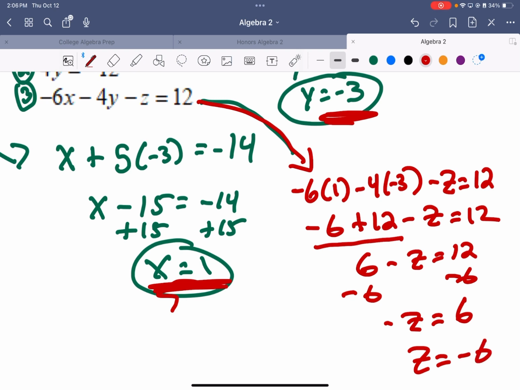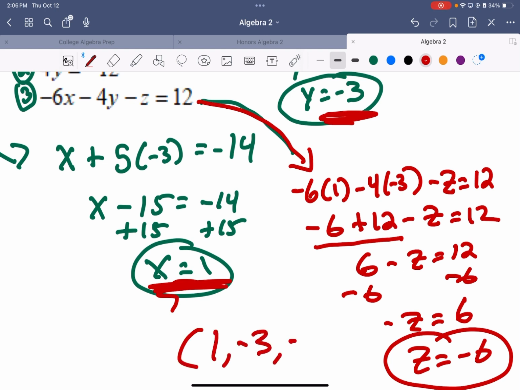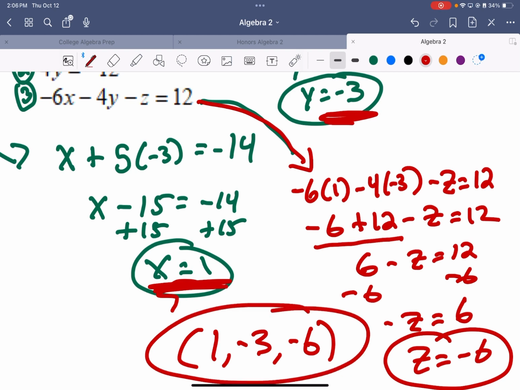Negative 6. So this time, we didn't have to do any of that elimination of 2 by 2s. It made it a lot easier. Alphabetical order, x is 1, y is negative 3, z is negative 6. That's your solution to this one.